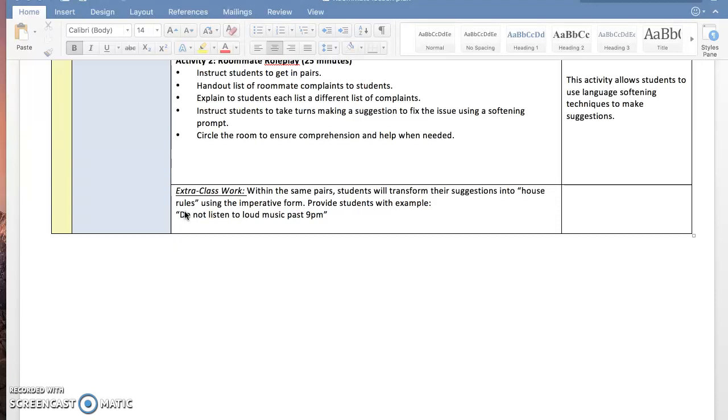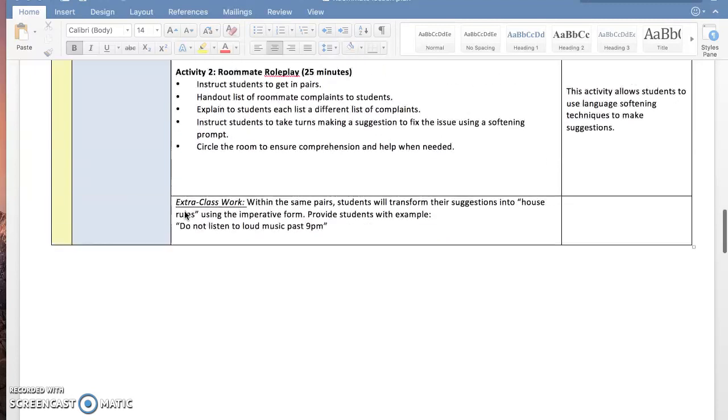Okay, so this activity just supplements the speaking and listening centered activities previously explored and gives students more practice with that imperative form and making suggestions in other ways, not just using the softening techniques or the should form.